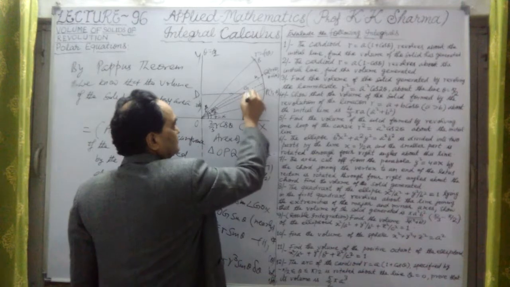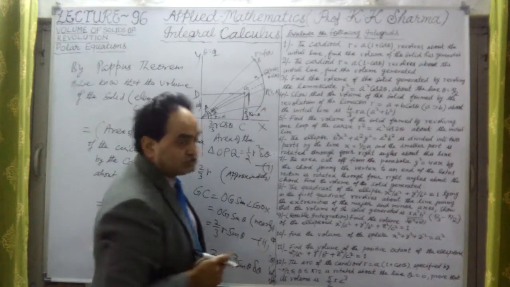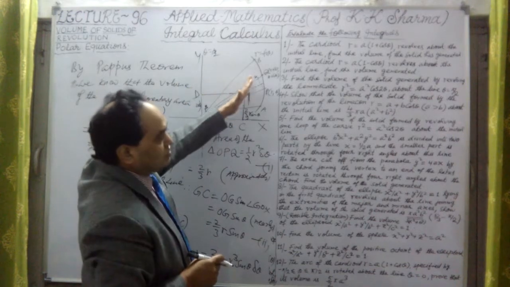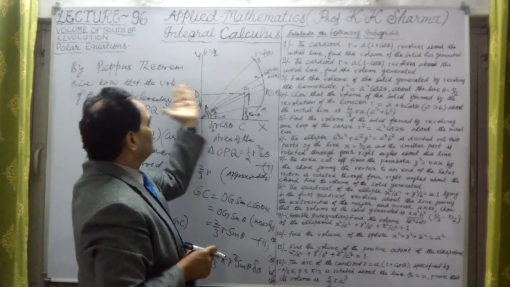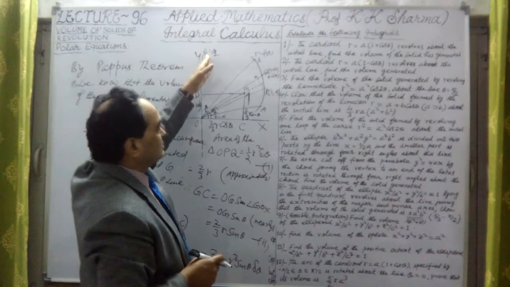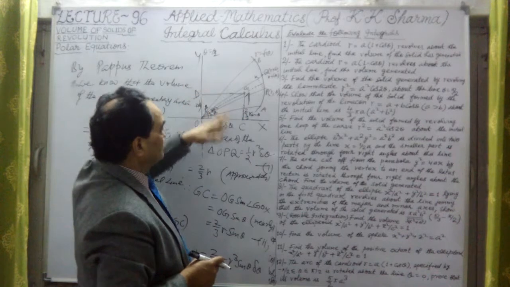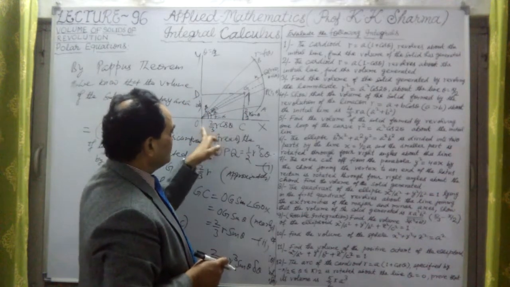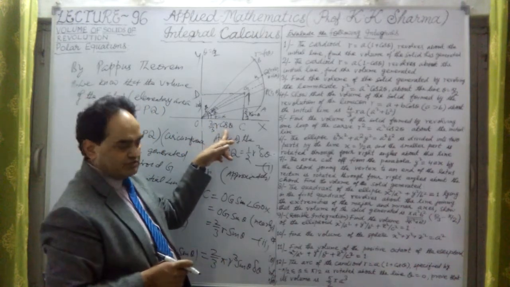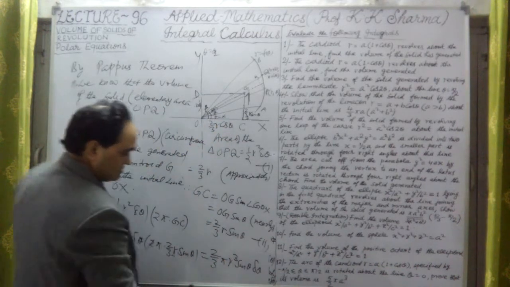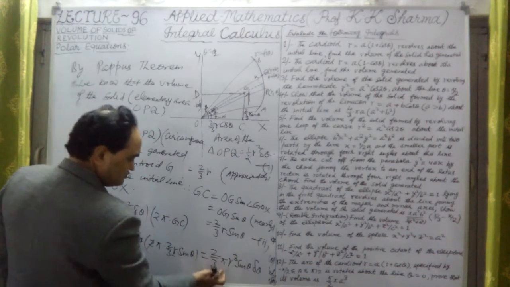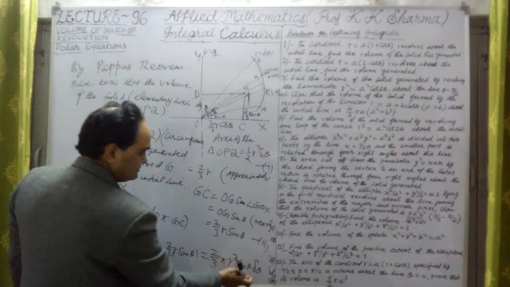GC. GC is this. GC and OC are to be used because in case when this triangle is revolved around theta equal to pi by 2 line, then this radius OC or DG will be used. DG is 2 by 3 R cos theta. In this place, only sin theta will be replaced by cos theta. Okay, so this is 2 by 3 pi R cube sin theta delta theta.